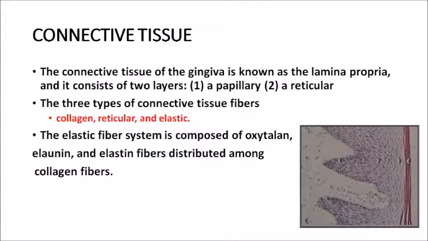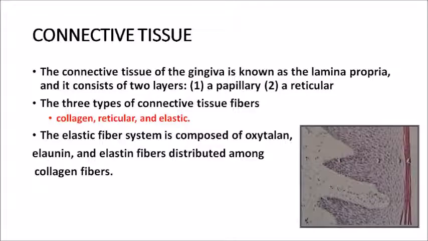Connective tissue of gingiva is also known as lamina propria, and it has 2 layers, papillary layer and reticular layer. As we know, there are rete pegs, or projections of the epithelium into the connective tissue. This finger-like projection area of the connective tissue is known as the papillary layer, and the basal portion is known as the reticular layer, right?